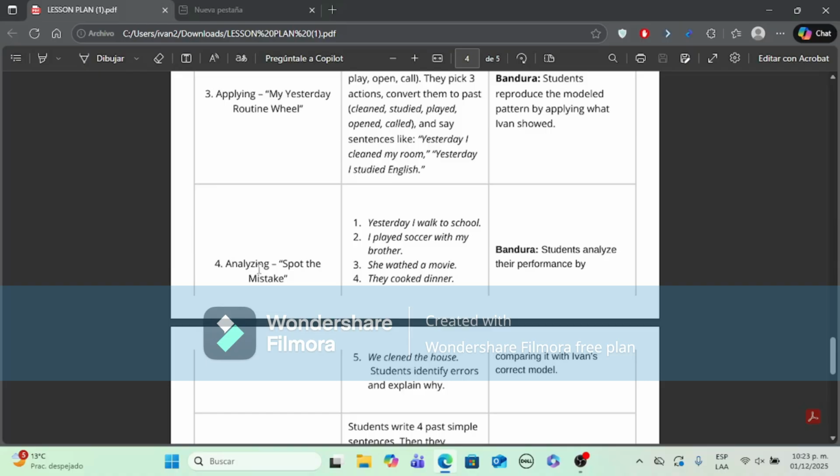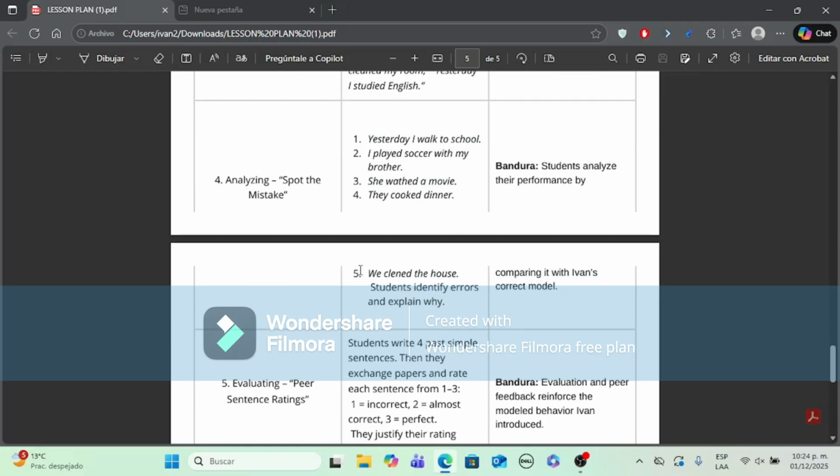The sentences are: yesterday I went to school, I played soccer with my brother, she watched a movie, they cooked dinner, we cleaned the house. Students read each sentence and decide, is it correct? If not, what is wrong? How can we fix it?